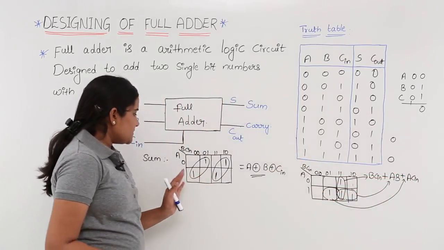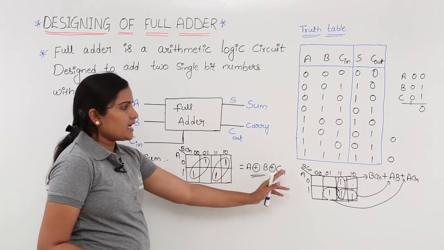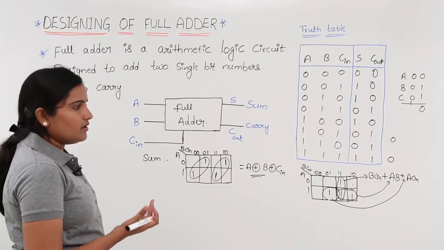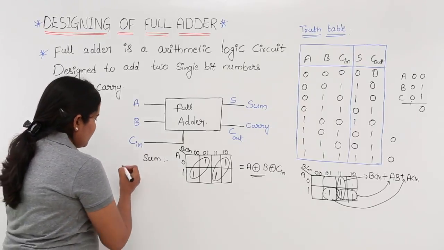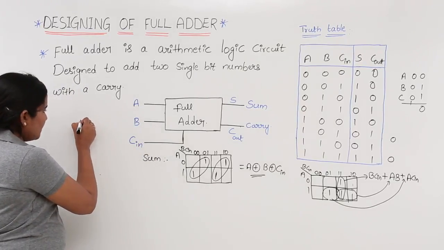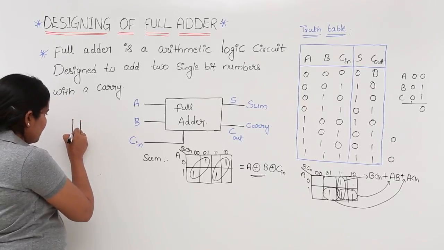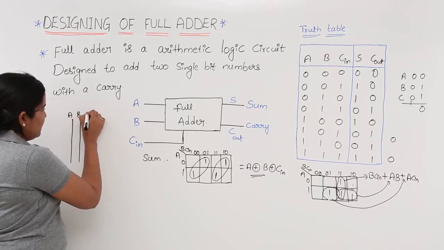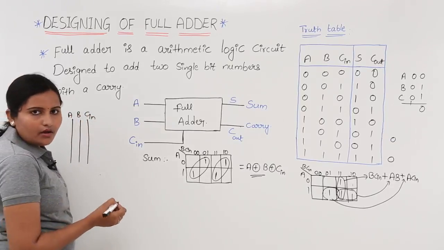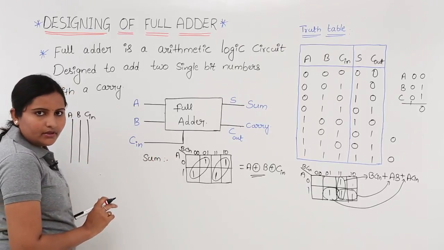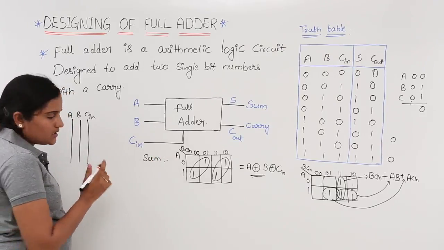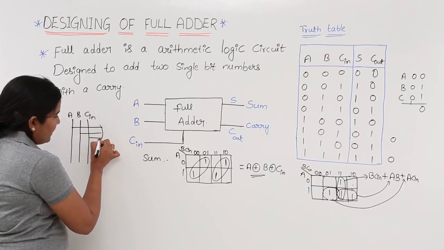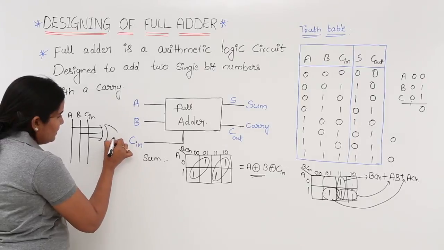Now the expression for sum is equal to A XOR B XOR C. You can design a logic circuit using this, like this. You are having input lines A, B and C in. These are the input lines A, B, C in. Now if you want the sum, you can take the XOR of A, B and C in, then you are getting your sum.